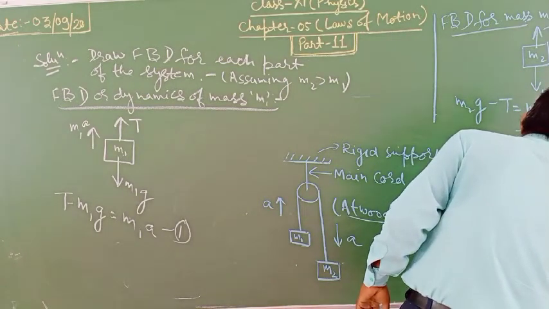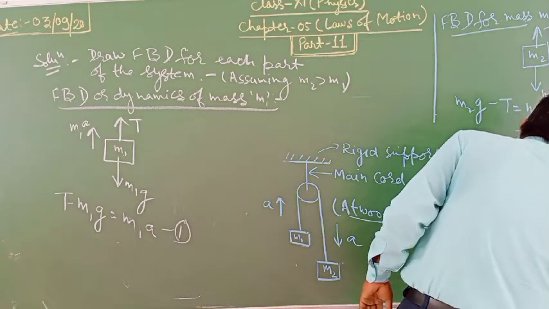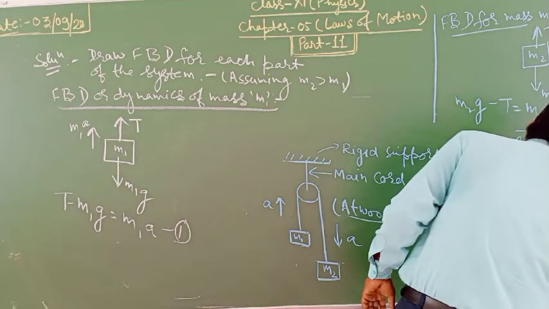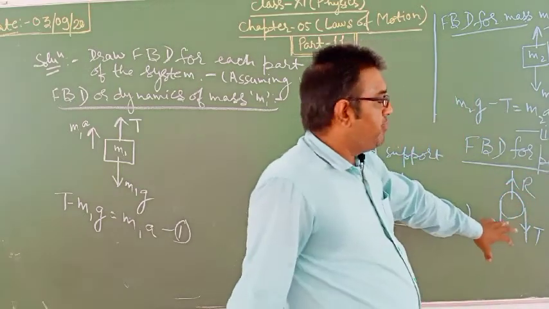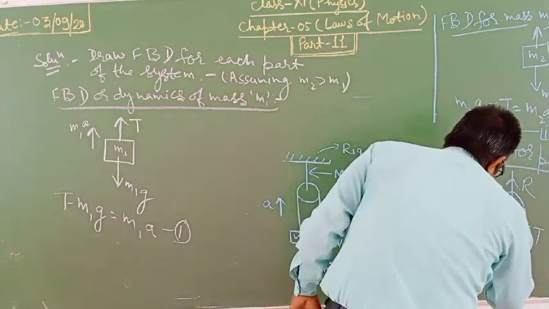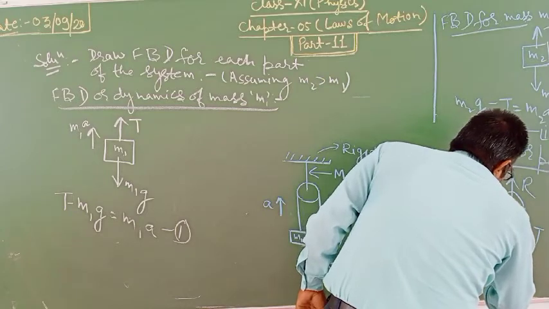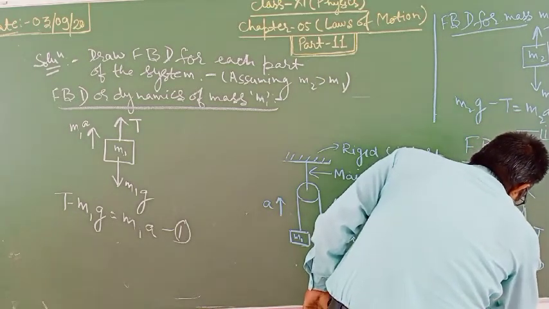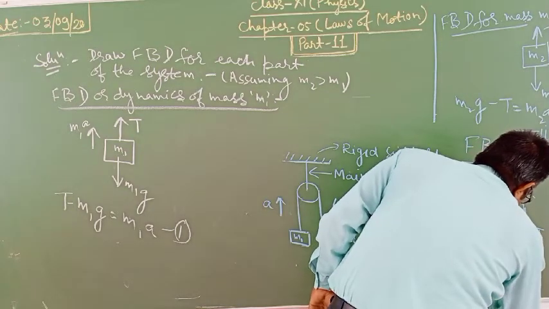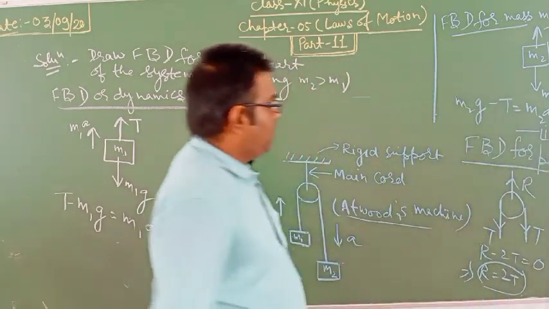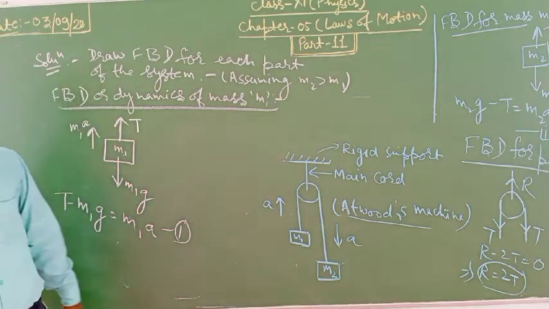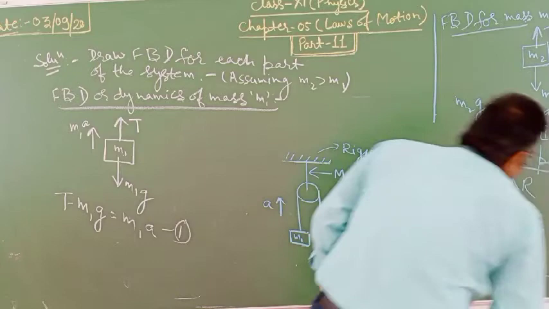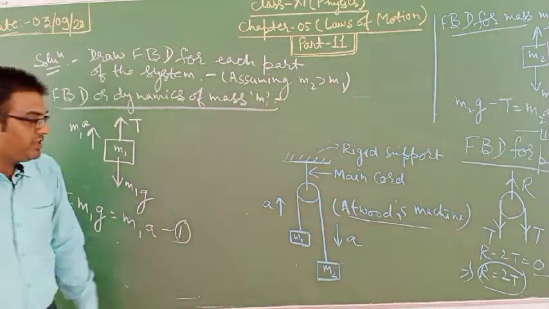Since no external force is acting, there is no acceleration in the pulley, A is equal to 0 here, so we can write R minus 2T is equal to 0, or R is equal to 2T. Mark it as equation number 3. This is equation number 3, this is equation 2, equation 1.